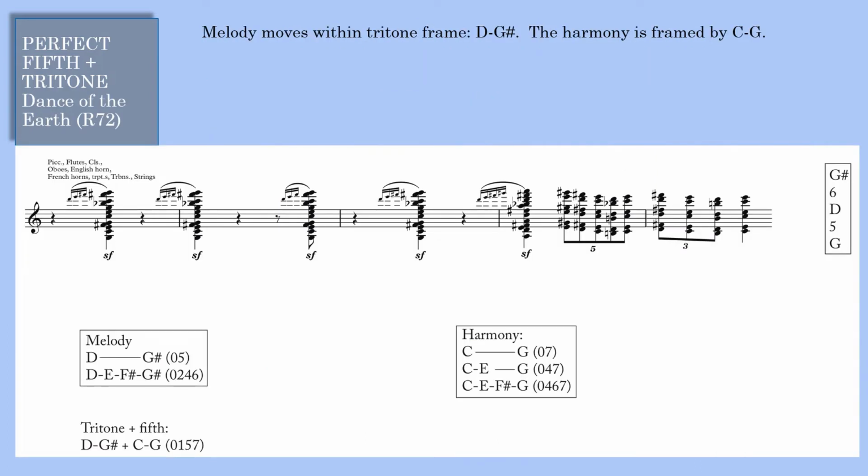At the end of Part 1, the Wild Dance of the Earth features a melody that moves within a tritone frame, D, G sharp. It is heard in relation to loud punctuating chords centered on C, G. The combination of melodic and harmonic frames again produces 5+6 registrally.